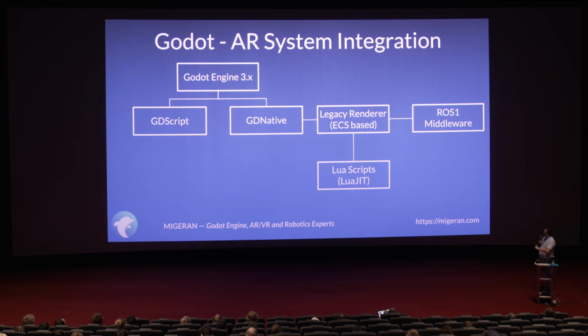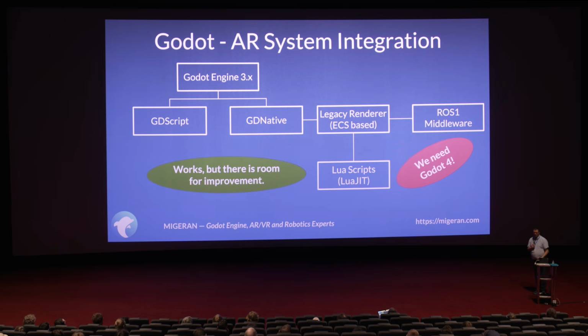As you can see, it wasn't your standard Godot project. It has a legacy renderer that was an ECS-based renderer with LuaJIT scripts, and we integrated it through GDNative. And there was also a ROS1, or Robot Operating System middleware below the whole thing, which connected us with all the sensors in the car. This worked, but there was a lot of room for improvement, and we needed Godot 4 for that.